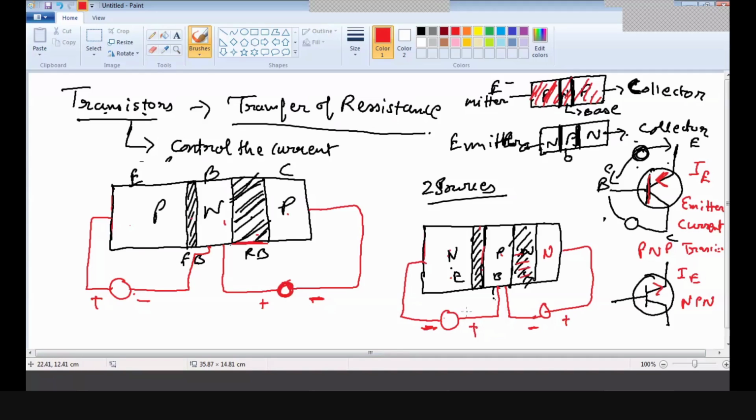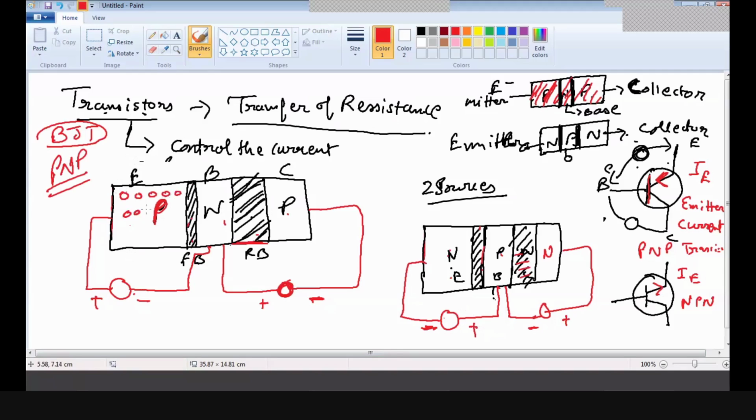Yes, ma'am. Okay, so now how will it work? Suppose we are taking the PNP example. First of all, this junction is forward biased. We call this type of transistor a BJT. Why do we call it BJT? Bipolar junction transistor, because here the current flows with both types of majority charge carriers, right? So here on the P side, what will happen?